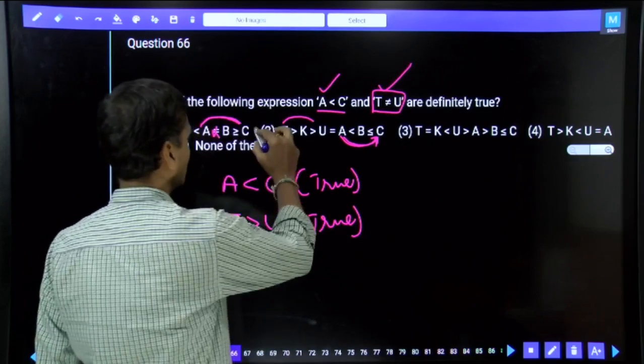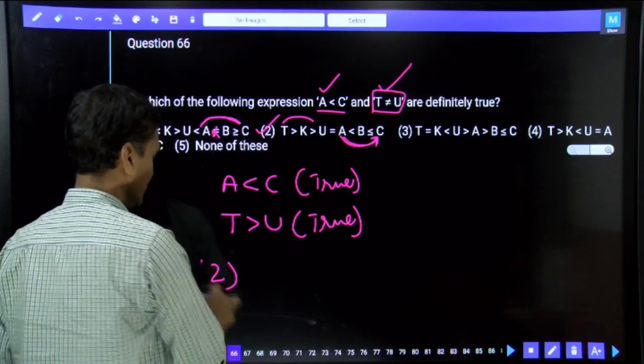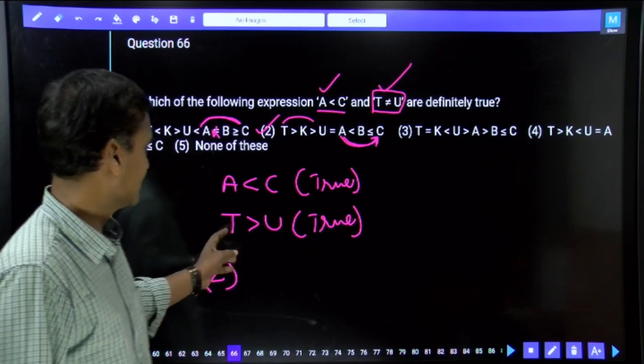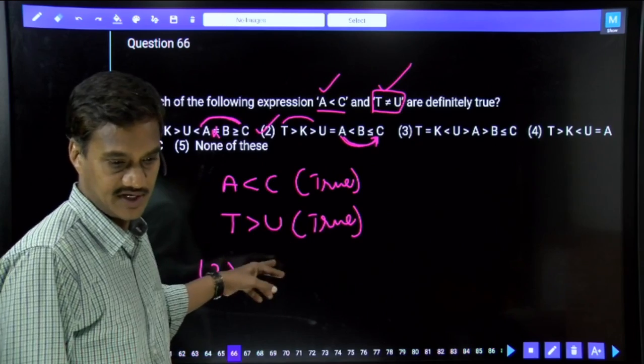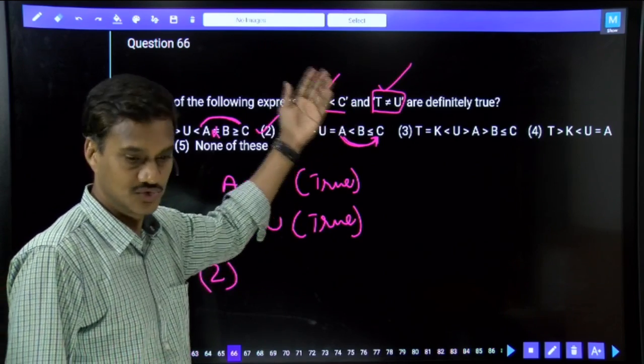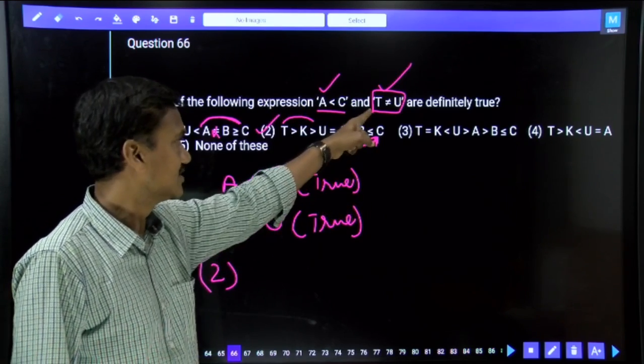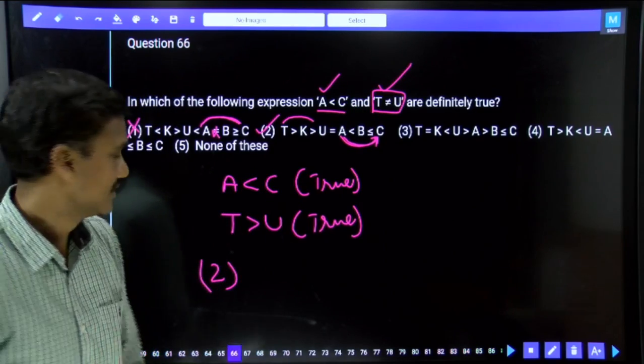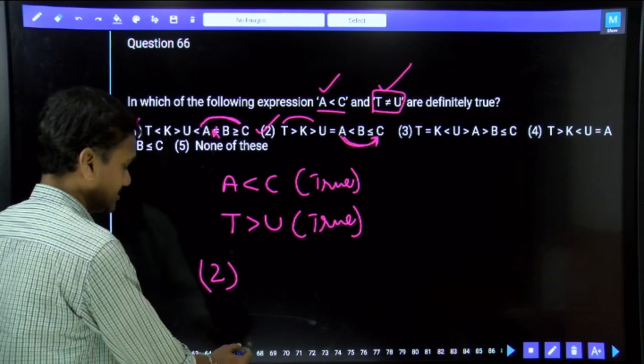Then what is your answer here? Choice 2 is the answer. Hope you have followed this. Here finally we got T greater than U. If T greater than U is true, T equals to U is false, isn't it? Hence T not equals to U is definitely true. Clear now? Hence choice 2 is the answer, question number 66.